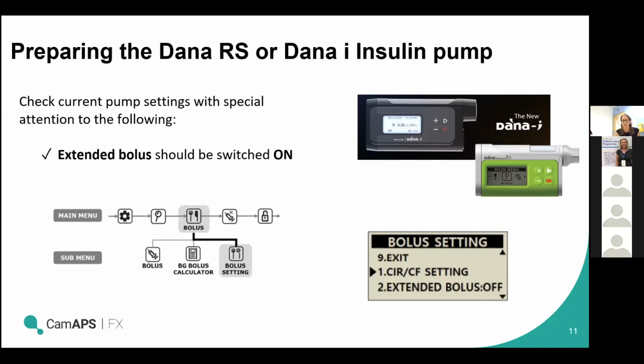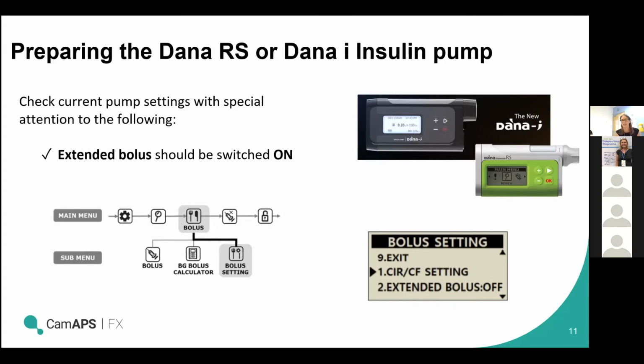And the reason this is really important is because when closed loop is up and running and you're in auto mode, the way that it does it is it pushes the pump basal rates down to 0 and then calculates new extended boluses every 10 to 12 minutes depending on what the glucose is.